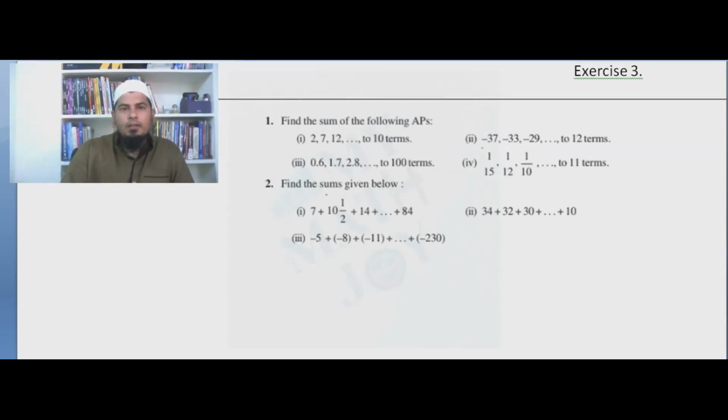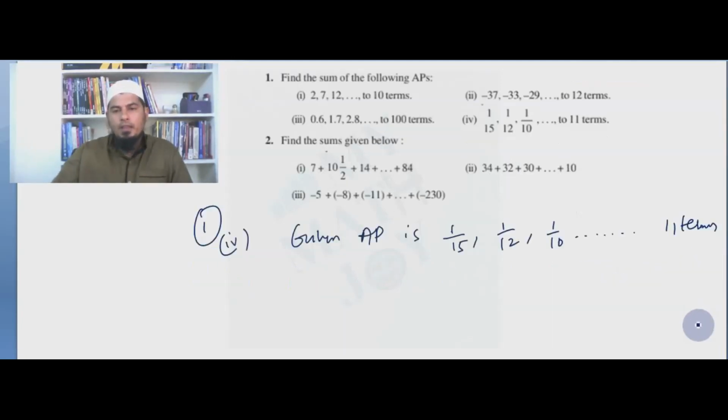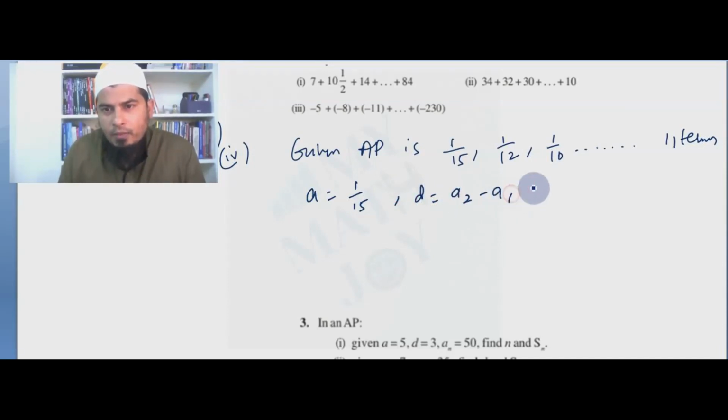Yes, now let's proceed. The fourth one is for you. The given AP is 1 over 15, comma 1 over 12, comma 1 over 10, and so on to 11 terms. If you see, my a is 1 over 15. What is d? a2 minus a1. I know exactly how much it will be: 1 over 12 minus 1 over 15.